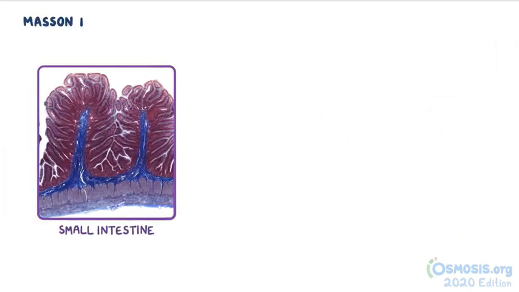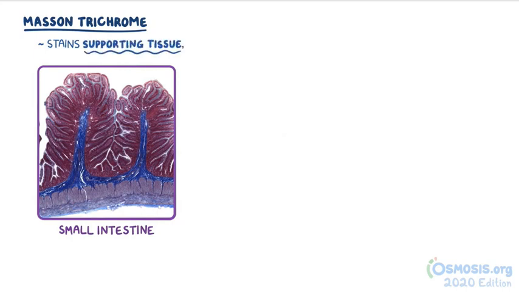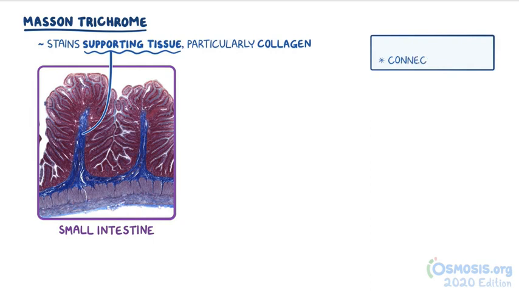This section was taken from the small intestine and stained with Masson trichrome. This stain is used to visualize supporting tissue better, particularly collagen. With Masson trichrome, connective tissue will stain blue, as we can see clearly in the submucosa of the small intestine.